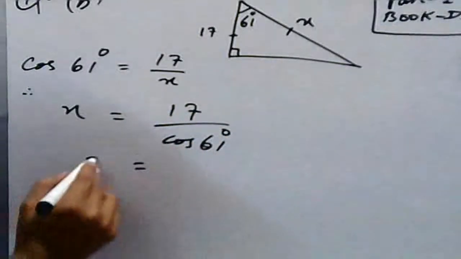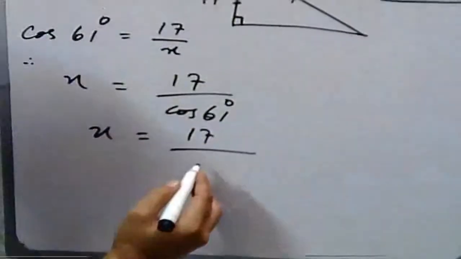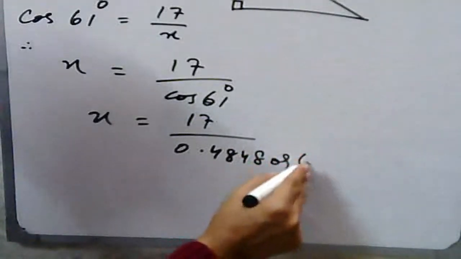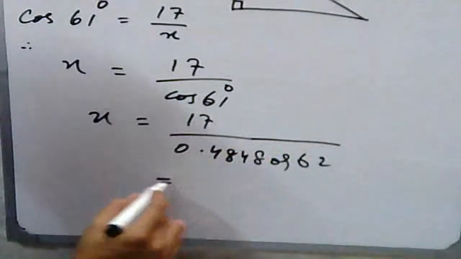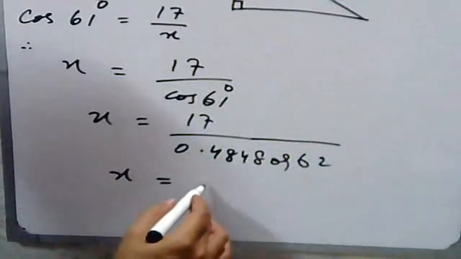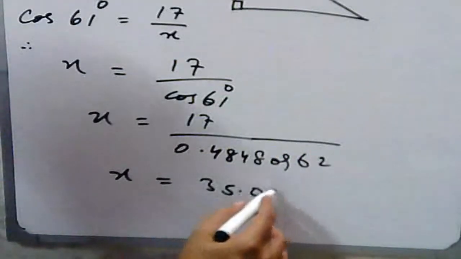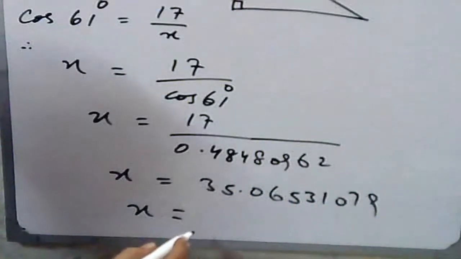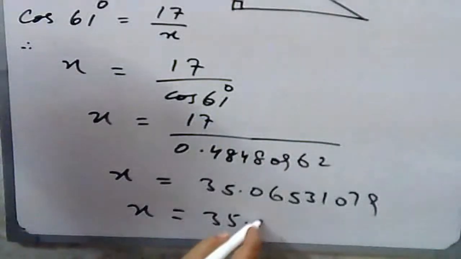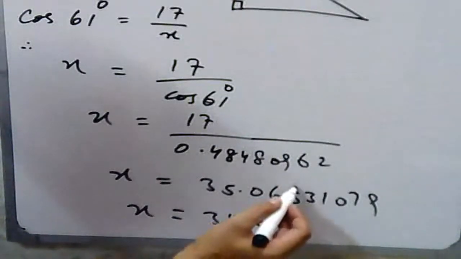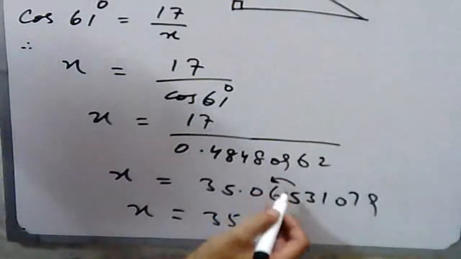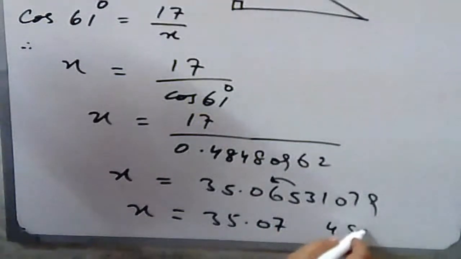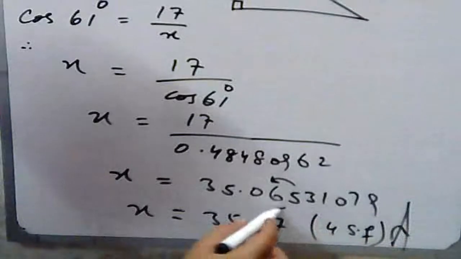So 17 divided by cos 61, with the help of calculator, cos 61 is 0.48480962. So you divide it, you will get 35.06531079, but we need up to 4 SF, so 35.06, so here the digit is above 50, so you can add 1 here, so it becomes 7. So your answer up to 4 SF is your required result. So that is your value of x.